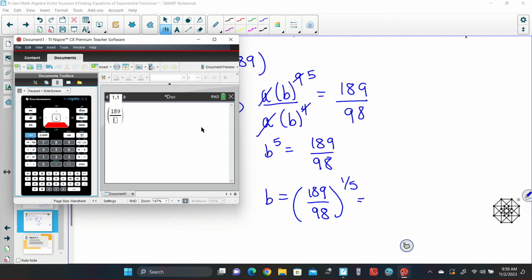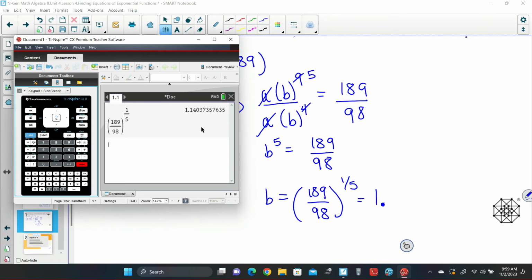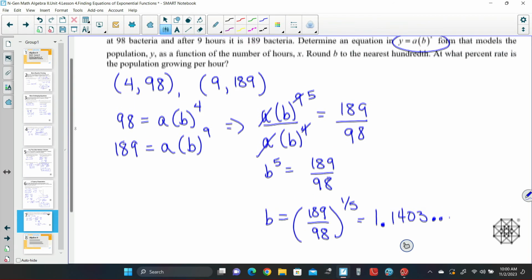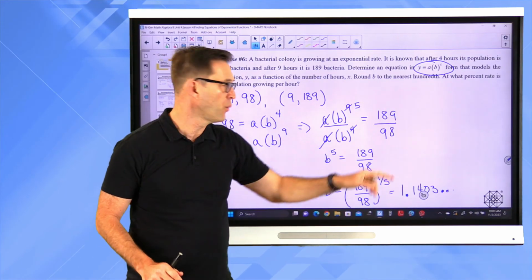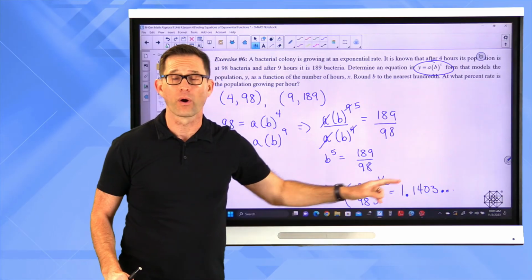189 divided by 98 to the 1/5 gives me a b value of 1.1403, etc. Now, I know that the problem says round b to the nearest hundredth, and I will eventually round that to 1.14.